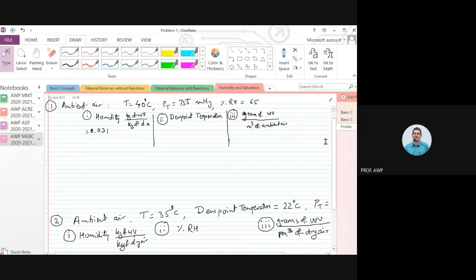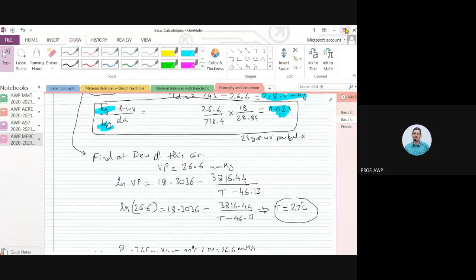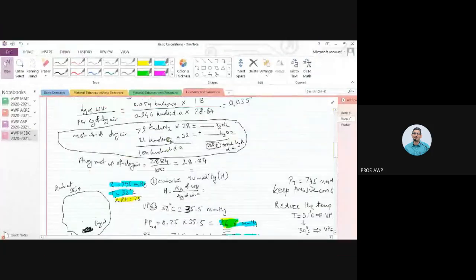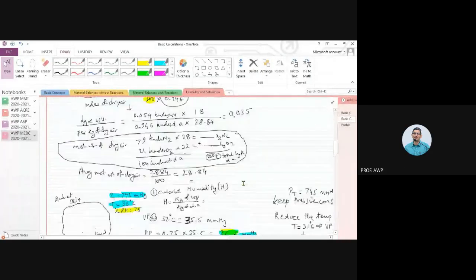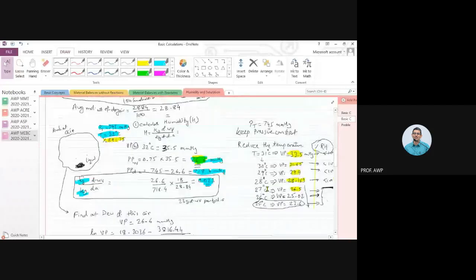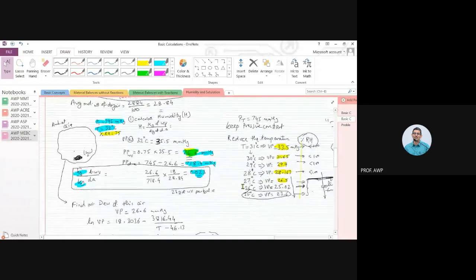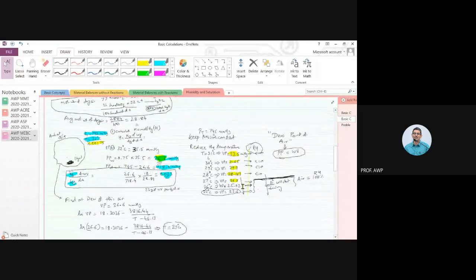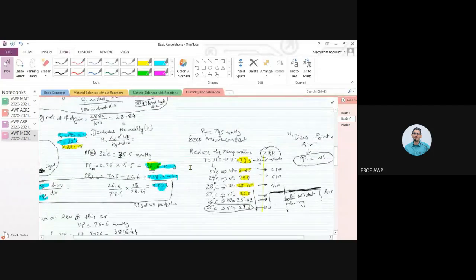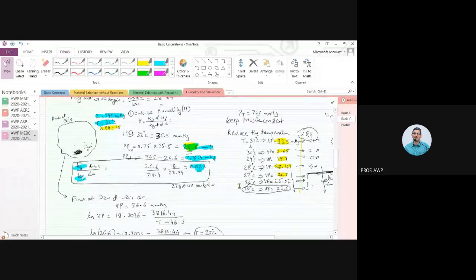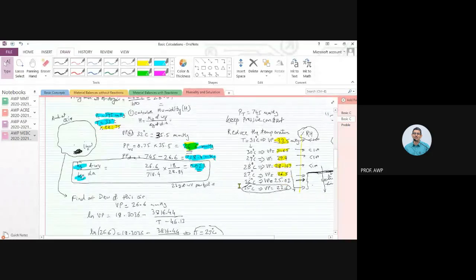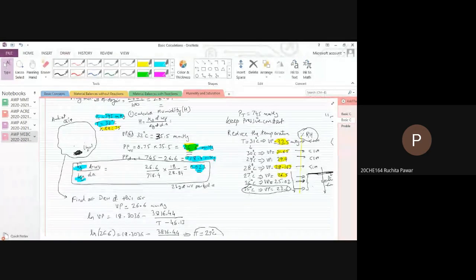Ruchita, look at our previous problem. If you are stuck, how did we find the dew point in the morning? Yeah, sir, I'm looking at that. Oh, okay. I'll just put it up on the screen. So the temperature is coming around 32.2 degree. Now, third part you can do.